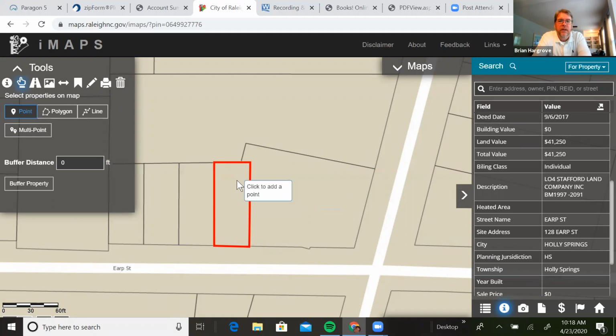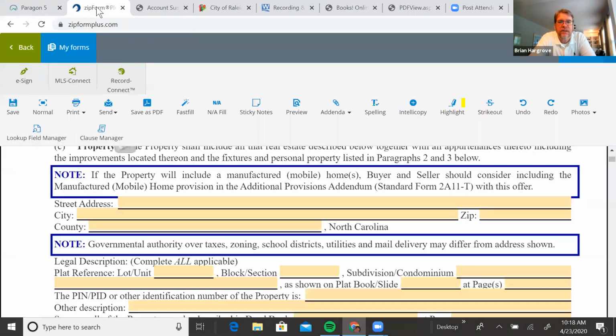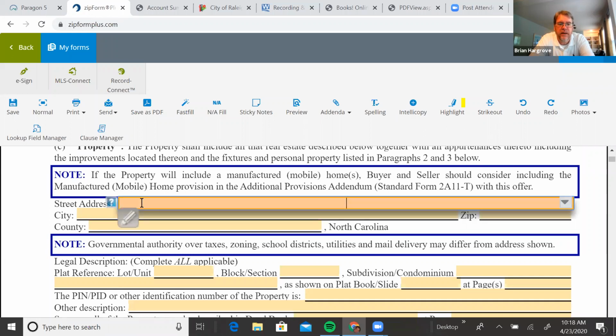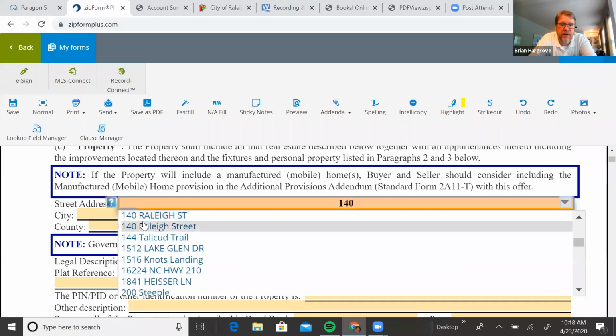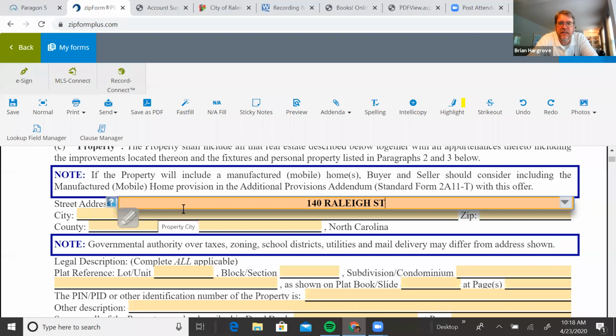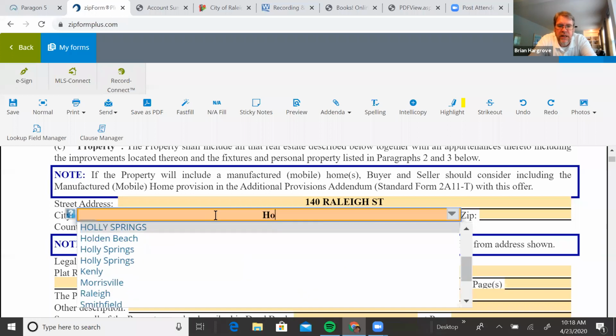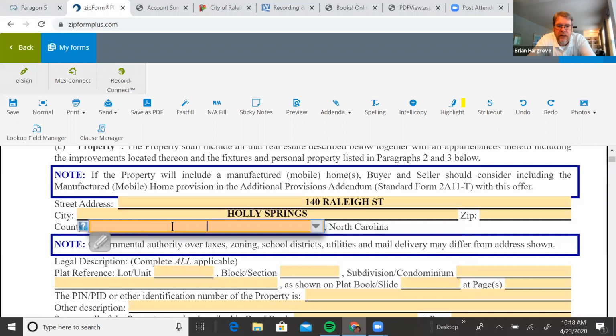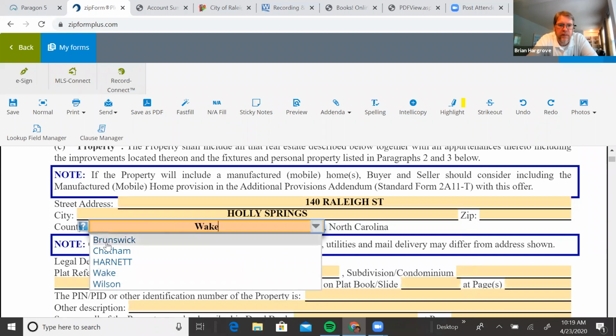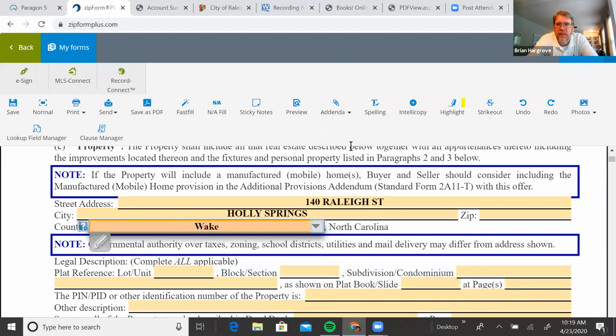Now, let's go back, because there's even more to this. So we end up putting in 140 Raleigh Street, right? In this case, he doesn't want to sell that little sliver behind it. He just wants to sell that particular property. So we're good with that. We're putting in Holly Springs, County is Wake. That's easy enough, right? And then what we can do is copy and paste, like I said, all this stuff down here.